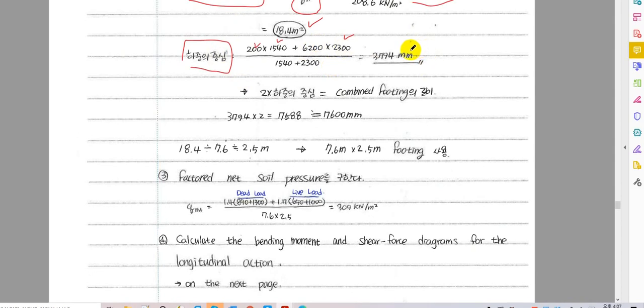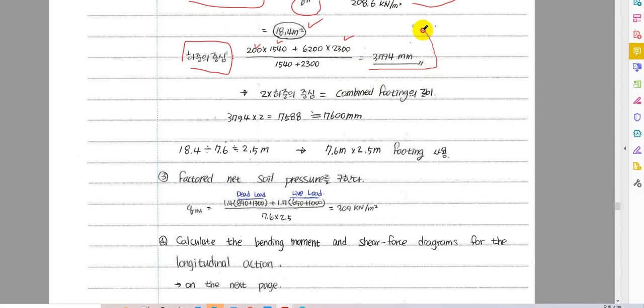Okay, and the load center was calculated as 3,794 millimeters, and it is okay to assume the length of the combined footing is twice this load center, just as an assumption to start with the design. All right, you don't need much more sophisticated analysis for determining the length of the combined footing. We will just take twice this value, which gives us 7,600 millimeters.